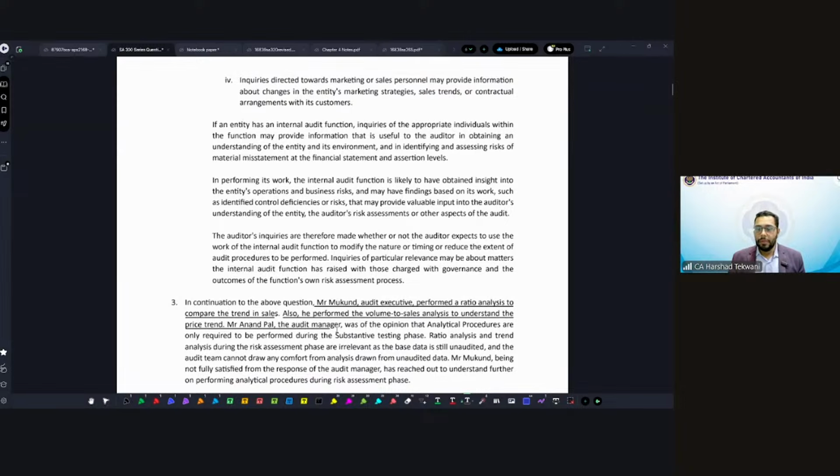Mr. Anand Pal, the audit manager, was of the opinion that the analytical procedures are only required to be performed during the substantive testing phase. Ratio analysis and the trend analysis during the risk assessment phase are irrelevant as the base data is still unaudited and the audit team cannot draw any comfort from the analysis drawn from the unaudited data. Mr. Mukund, being not fully satisfied with the response of the audit manager, has reached out to understand further on performing analytical procedures during the risk assessment phase.